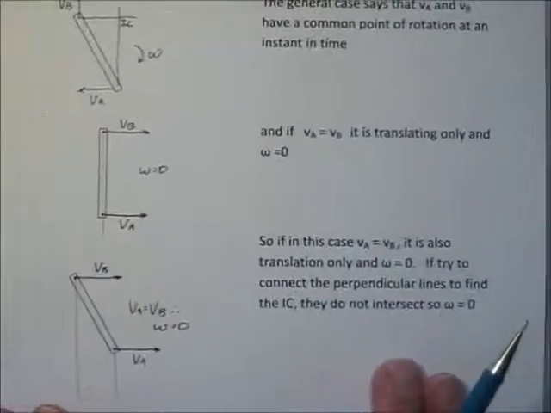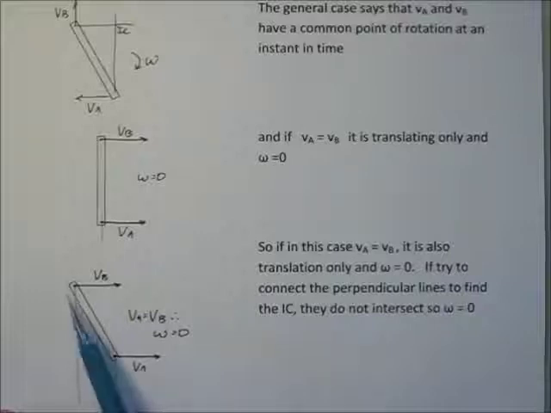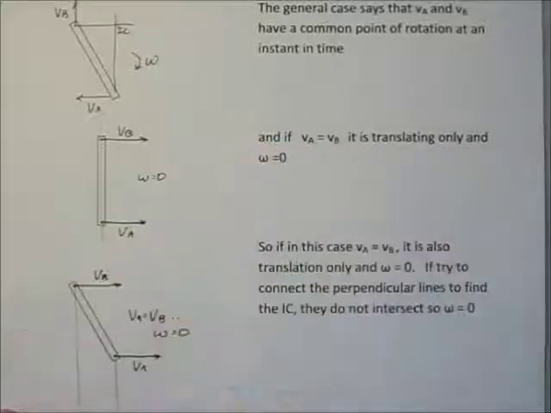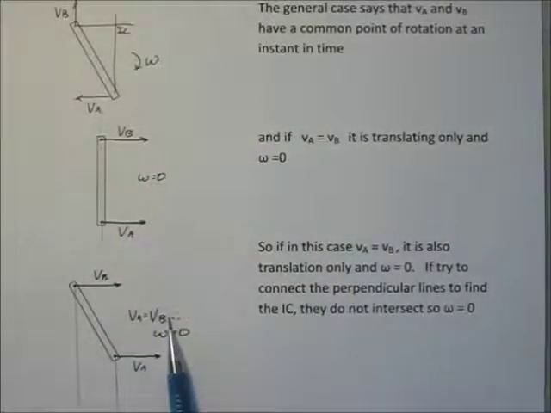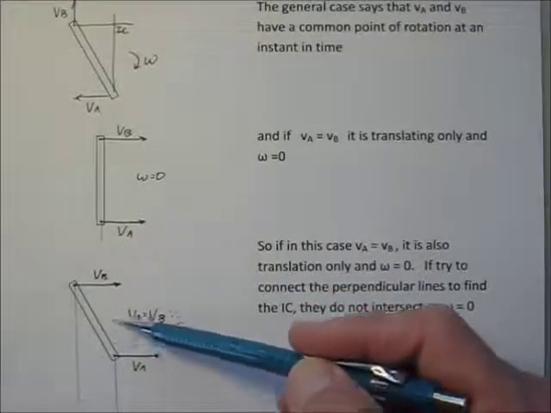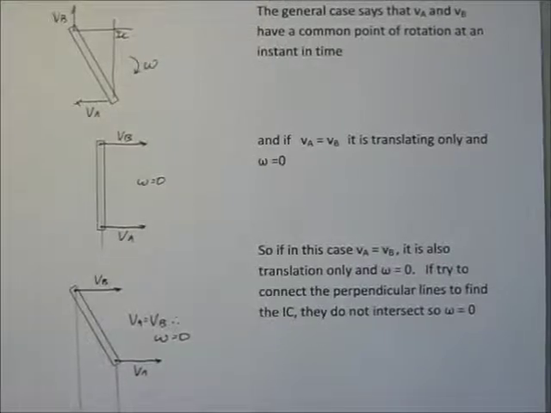The same thing would apply whether the bar is straight like this or whether the bar has a slant. And we can see that if those velocity vectors are the same, if they're the same magnitude, the bar is just translating in that direction. So if VA is equal to VB in this kind of picture, omega is equal to 0. The other way we can know that omega is equal to 0 is when we try to connect the perpendicular lines and look for the instantaneous center. We see that the lines are parallel. We also know that the bar is not rotating through that kind of analysis.